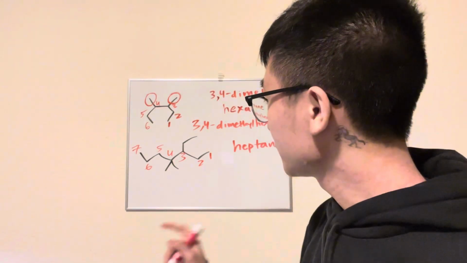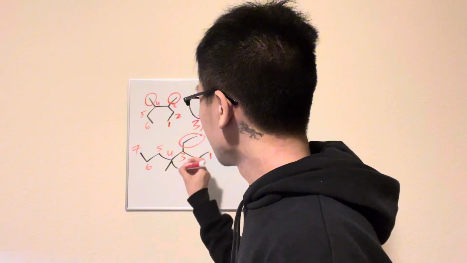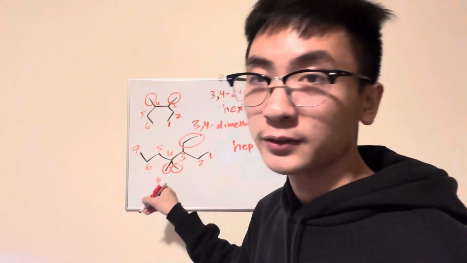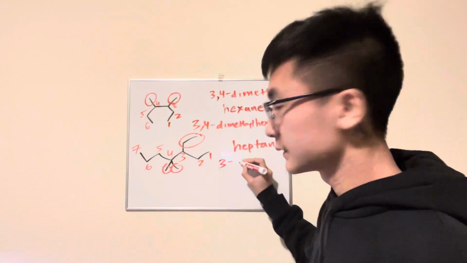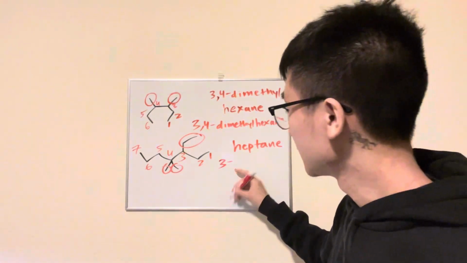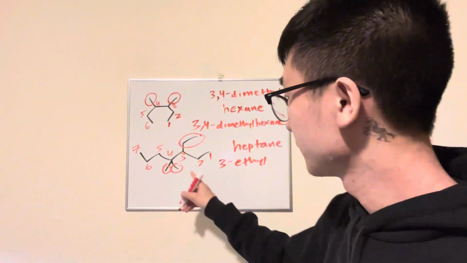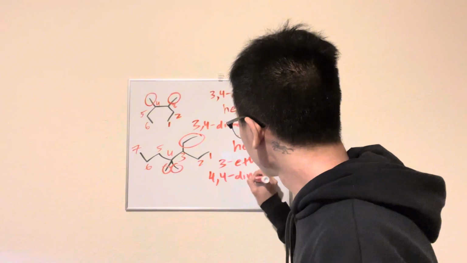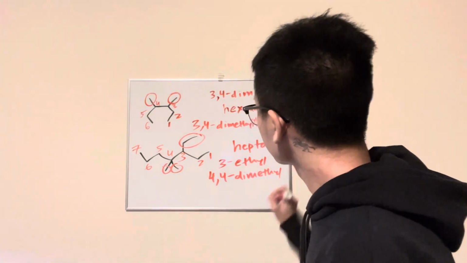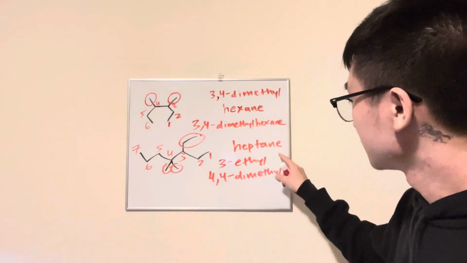So now the next step is to determine the substituents of this longest chain. We see an ethyl group at carbon 3 and 2 methyl groups at carbon 4. So we do 3 dash, because we put dashes between numbers and letters, ethyl, and then the other fragment is going to be 4,4-dimethyl. So now, in this case here, we have 3 fragments, 1, 2, 3.